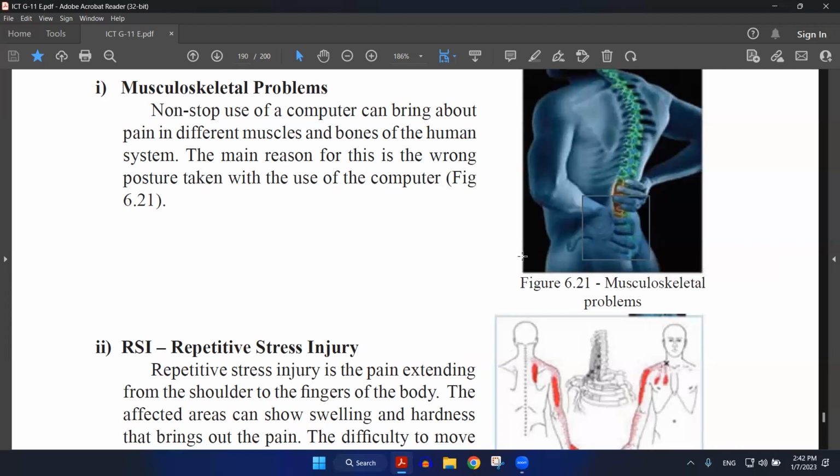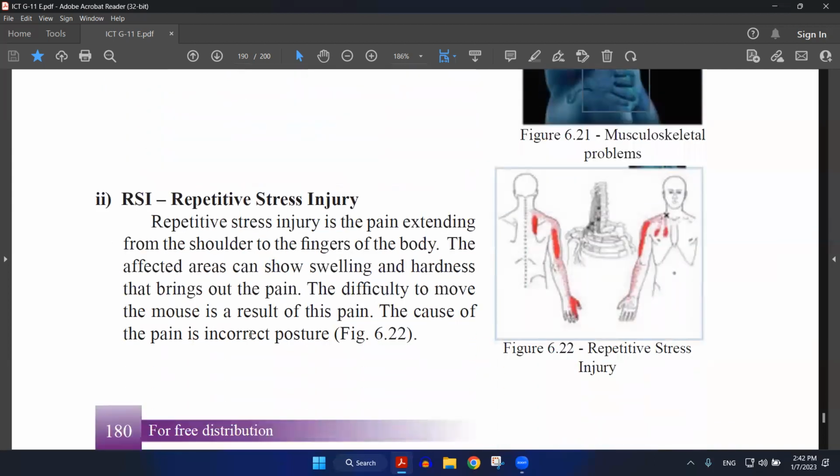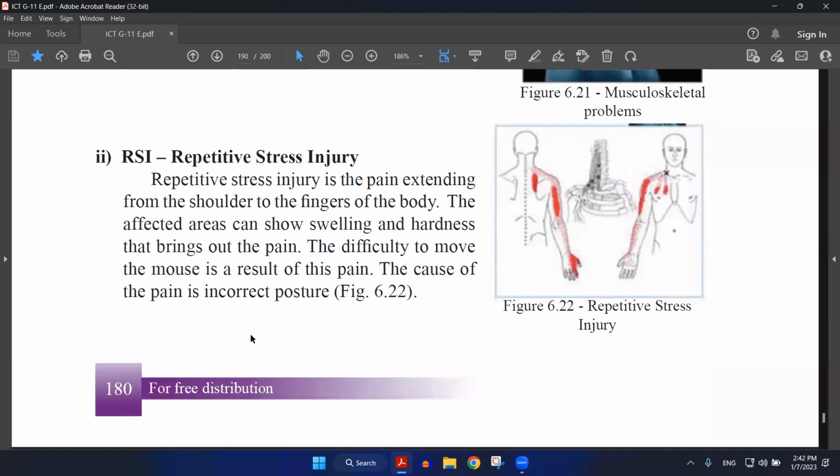Right? So the main indicator is the muscles of your back. And again, there can be many different places affected by incorrect posture. Right? And then RSI, repetitive stress injuries, right? The indication that you can have is a particular pain starting from the shoulder and moving toward your fingers. Sometimes you will feel like there is a swelling around your shoulder, right? And some hardness is felt, which gives you the pain.